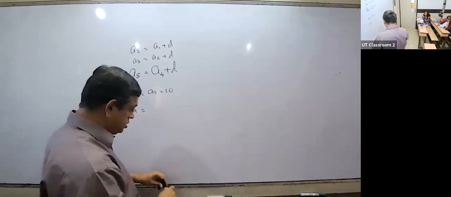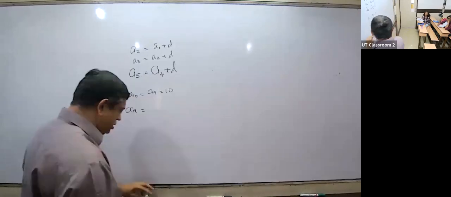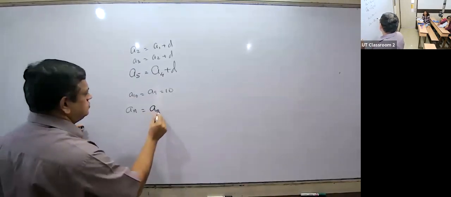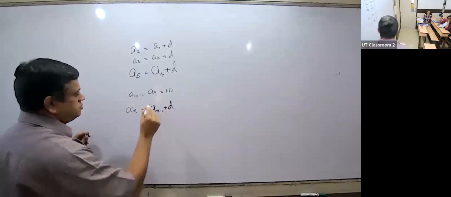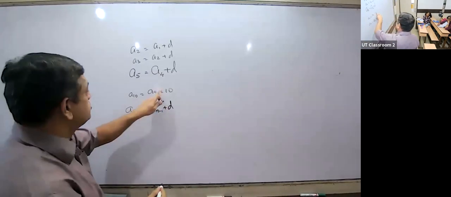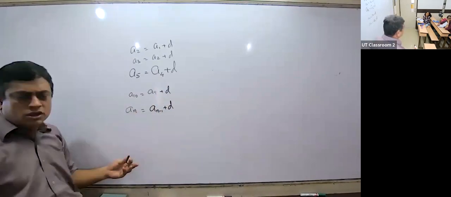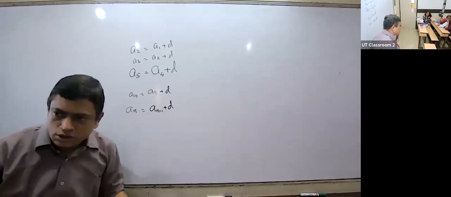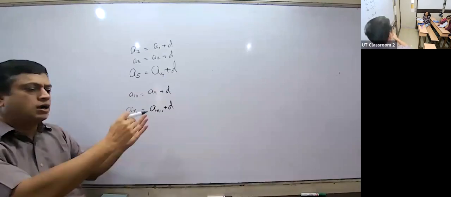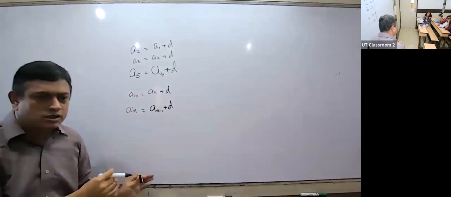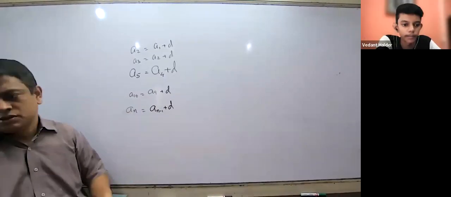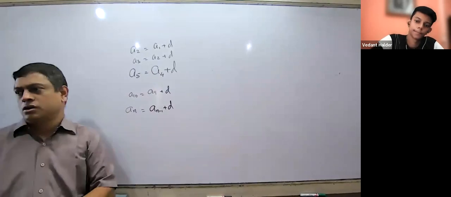One term before. What is it? AN minus 1, plus D. Understood or not? Yes. Any term. A20 can be written as A19 plus D, one term before plus D. A100 is the same as A99 plus D. Right, in an AP.